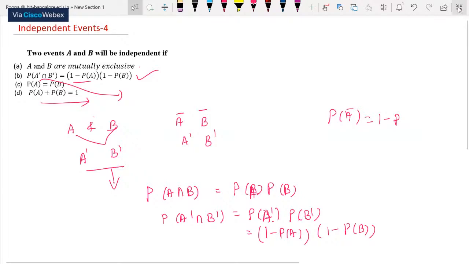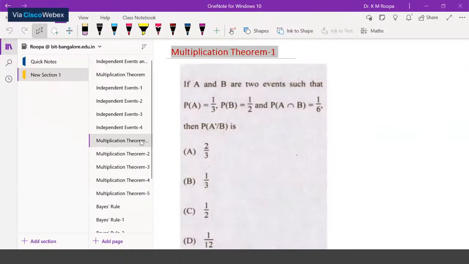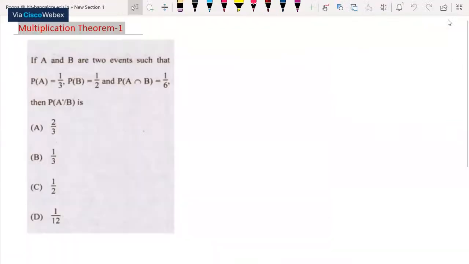Okay. Now I move to the next one, based on the multiplication theorem. I have to find out the conditional probability answer. Observe carefully here. Yes, thank you, Saujanya. Now, please think and do it. Yeah, please write what I'm telling you in your notes.